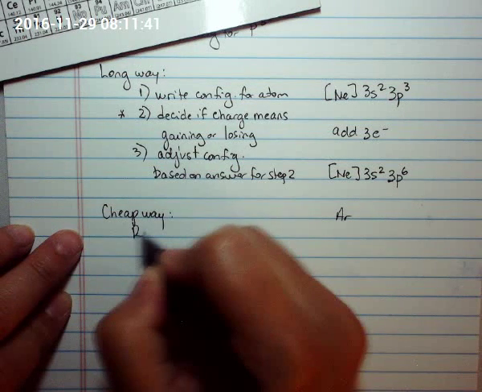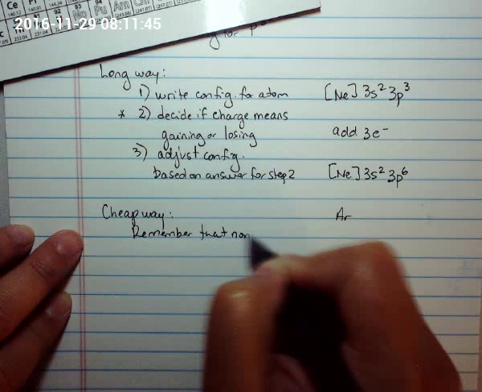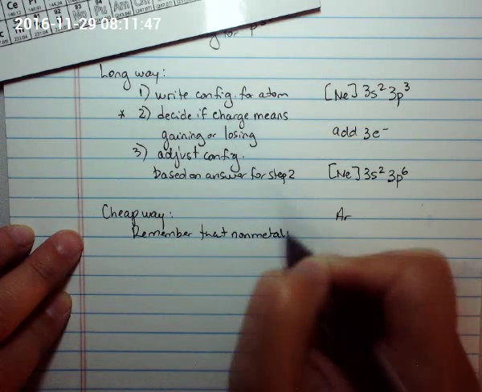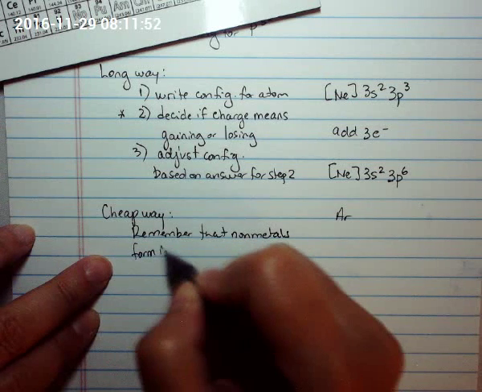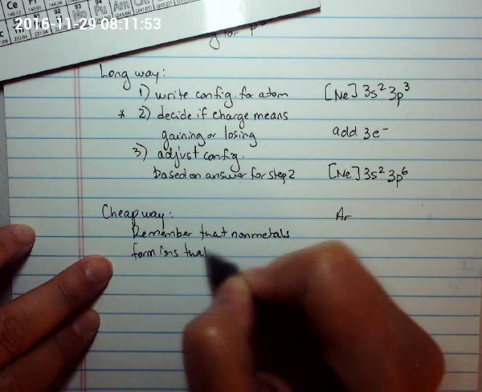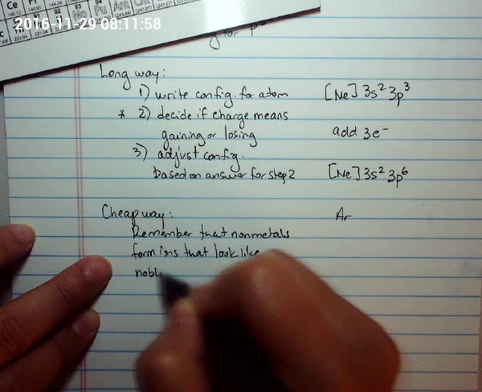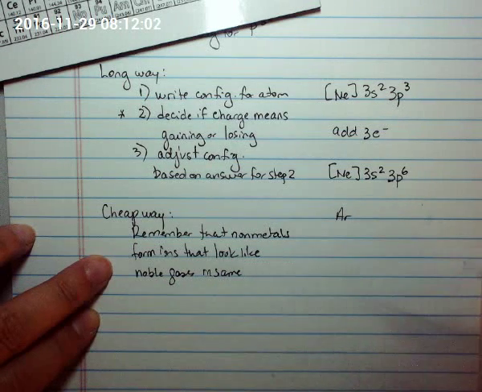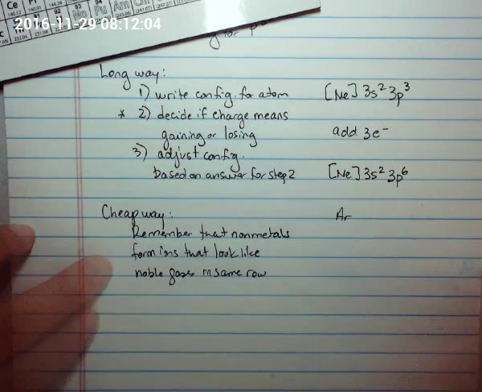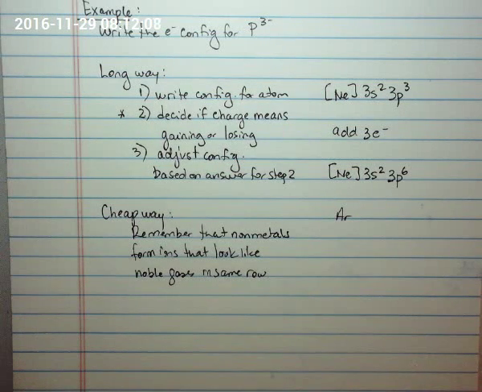So the cheap way is just to remember that nonmetals form ions that look like noble gases in the same row. Hey, what method's better? You guys like the long way or the cheap way? Cheap way. Of course you like the cheap way.